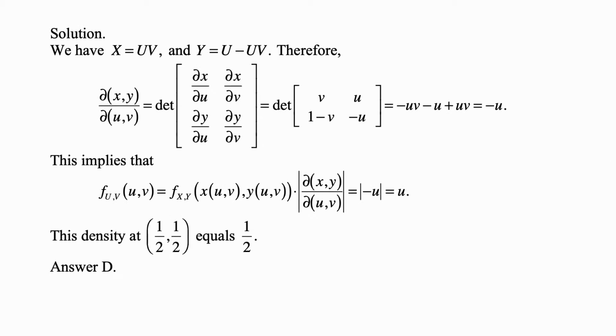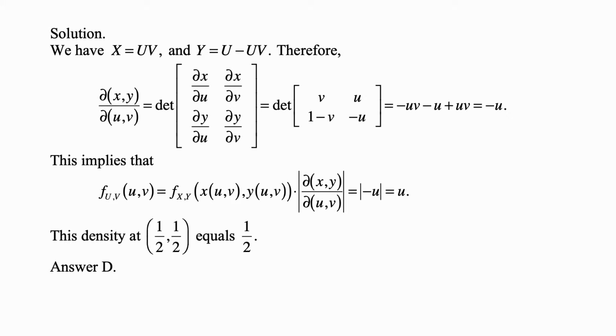Well, we have x equals uv and y equals u minus uv by solving for x and y, by finding the inverse of the transformation we are considering, and then we find the Jacobian of that inverse. That's the determinant of the matrix of partial derivatives: in the first row, partial derivative of x with respect to u and partial derivative of x with respect to v, and in the second row, partial derivative of y with respect to u and partial derivative of y with respect to v.